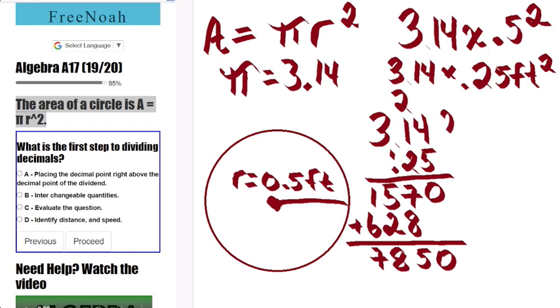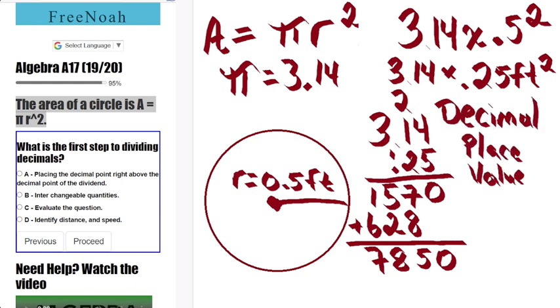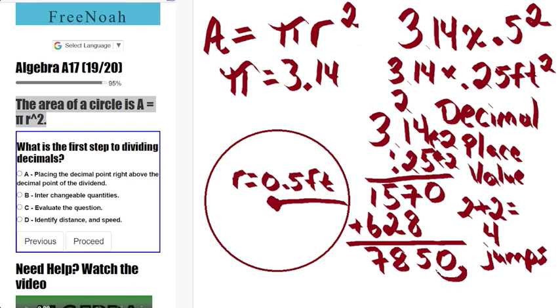So now the next step is to count the decimal place values of both factors and add them up. For pi, we have 2 place values, and for our second factor, we have 2 place values because it's 0.25. So 2 plus 2 equals 4 jumps, 4 place values in total, 4 jumps from right to left. So let's start on our right: 1, 2, 3, 4. Wow, 4 jumps.